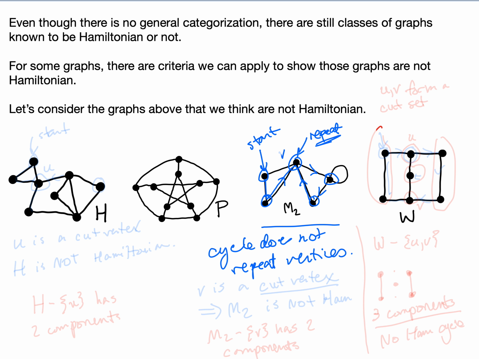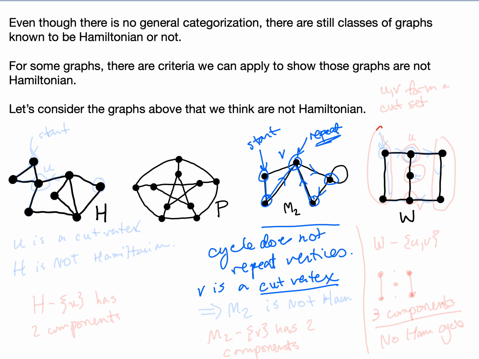So that vertex that we need to repeat, let's call that the vertex V. V is a cut vertex. What that means is that V sort of cuts the graph in half. Removing the vertex V puts the graph into two different pieces.